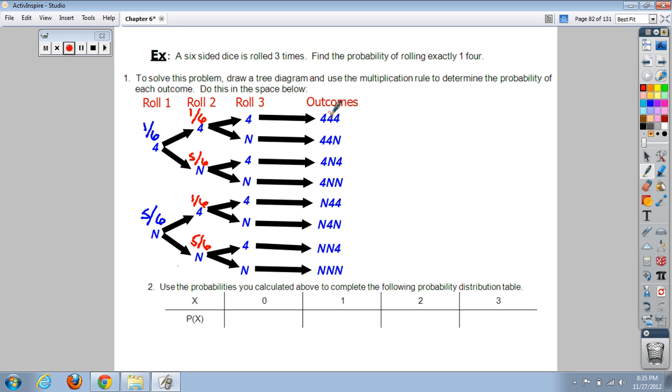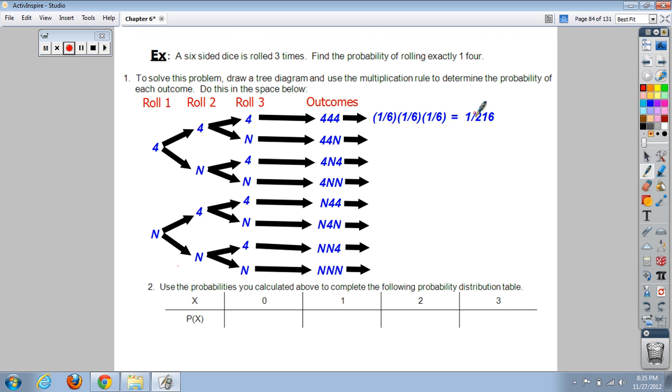So rolling 3 4s in a row would be 1/6 times 1/6 times 1/6, which ends up being 1 in 216. And if you wanted to write that as a decimal, you certainly could. I'm just going to leave these as fractions.